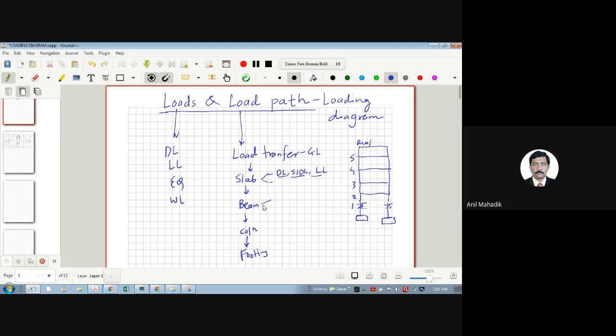Then what does the beam carry? Dead load, that is the self weight of the beam, and wall loads. And what does the column carry? Mainly dead load, that is self weight. Whenever I say dead load, it is self weight. And other loads are coming from the beams. And footing finally carries self weight and all other loads coming from the column. So this is in general the load path as far as gravity loads are concerned.